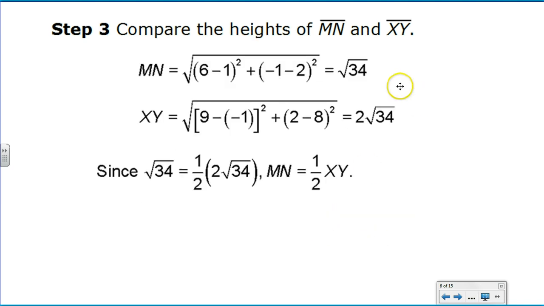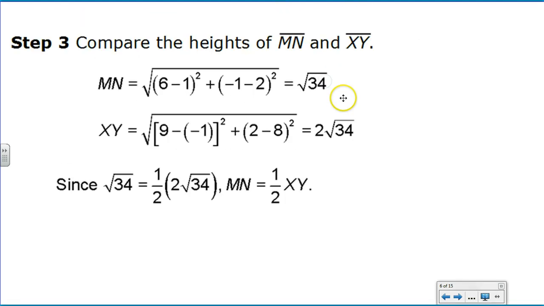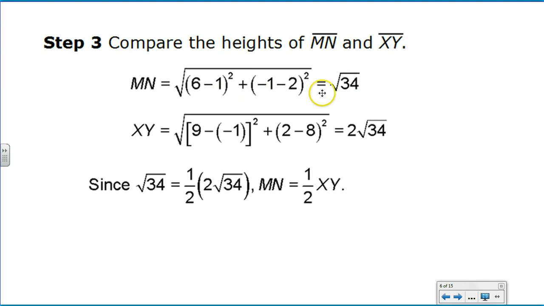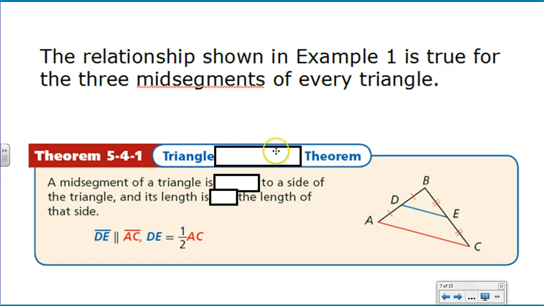We can compare the lengths of MN and XY using our distance formula, and we see that MN is square root of 34, and XY on the triangle side there is 2 times square root of 34. So, MN is half of XY, right? And this brings us to our triangle midsegment theorem.